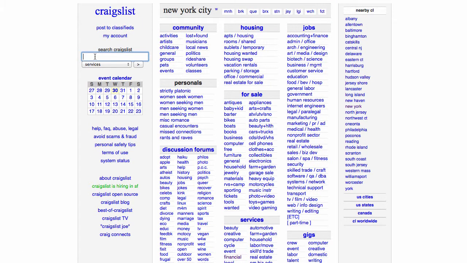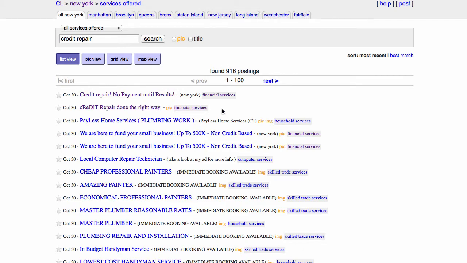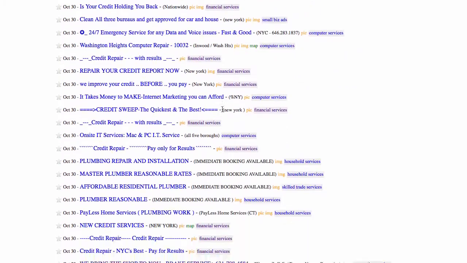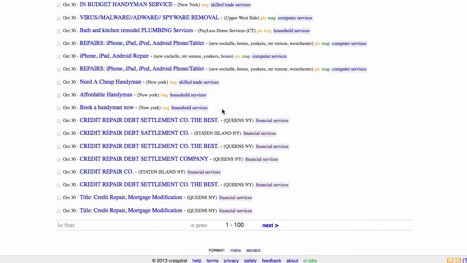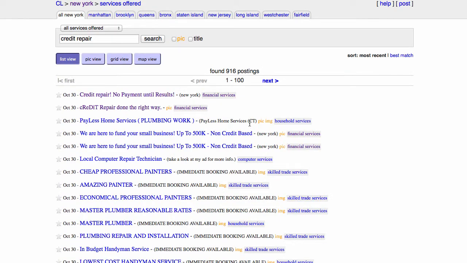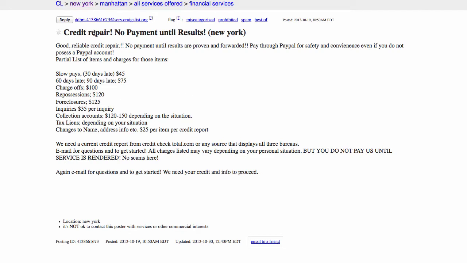But the other way that people will look is by typing into the search box and clicking services. And right now we pull up almost all of the credit repair ads for the last couple days. We'll take a look at this first one here. Credit repair, no payments until results. Pay through PayPal for safety and convenience.